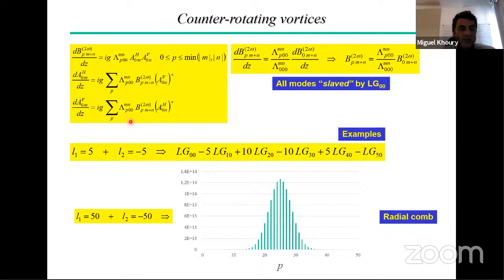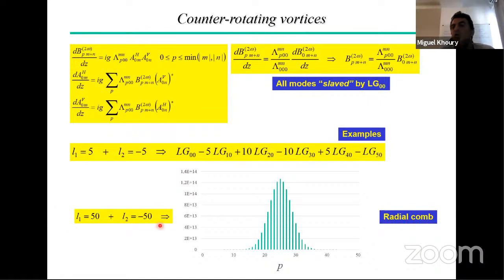And when you build this combination of radial modes, you can reduce the multimode dynamics to a three-mode dynamics, and then all higher modes are slaved by the fundamental mode. So this is what you do. So this is a simulation of the relative weights of radial modes when you combine, for example, plus 50 and minus 50 in second harmonic generation.